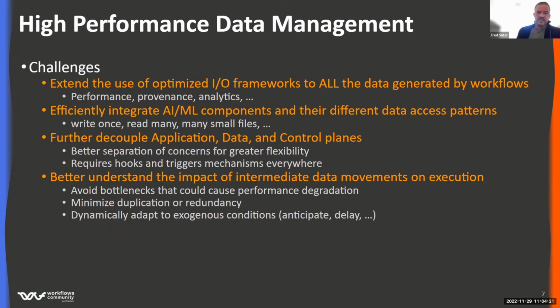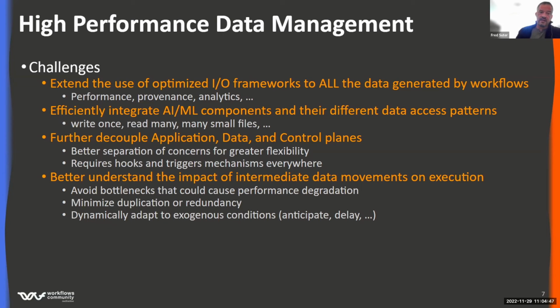But there are still some challenges. One of them is, can we extend what has been done and optimized for the production and consumption of scientific data to all the data generated by the workflow? Can we apply the same techniques to performance data, provenance data, and extra analytics that we want to deal with?